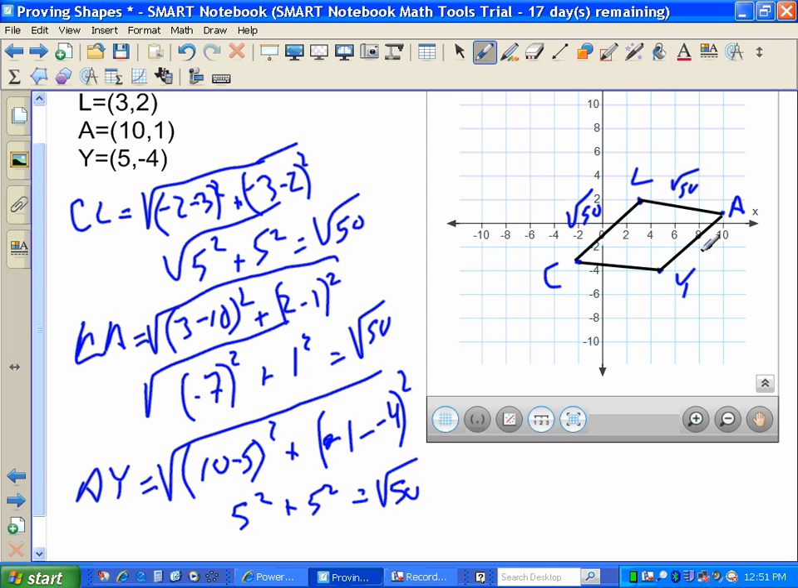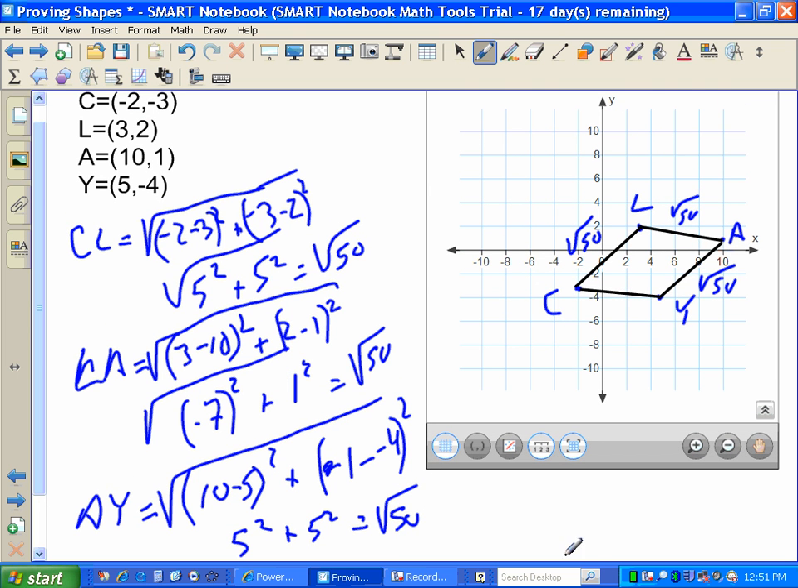Where are we heading on this one? It seems like we've got three sides the same. We don't want to just ignore CY, so we'll get that one. That's going to be, let's see, negative 3 subtract negative 4. That's my y's, I did those first, but that's okay.